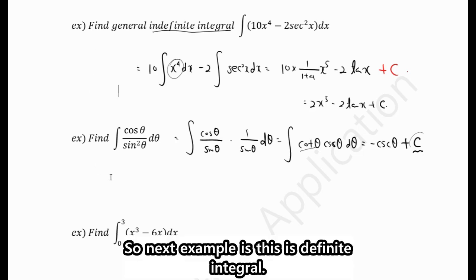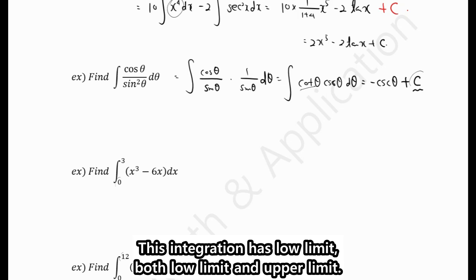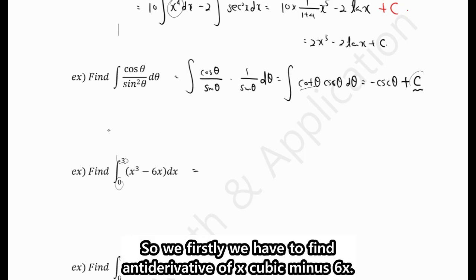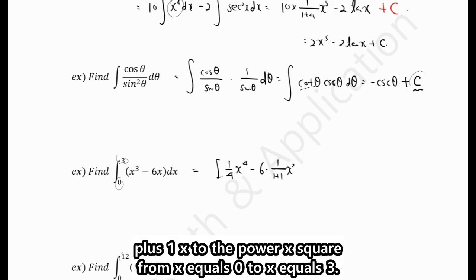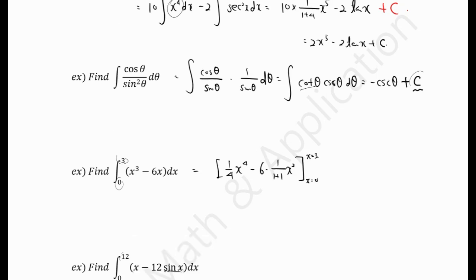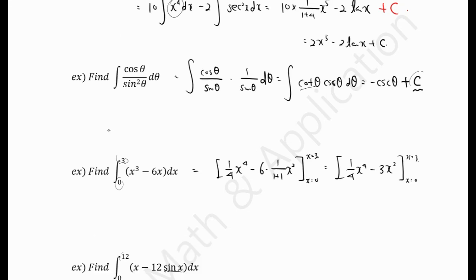So the next example is a definite integral. This integration has both a lower limit and an upper limit. Firstly, we have to find the antiderivative of x cubed minus 6x. This is 1 over 4 x to the power of 4 minus 6 multiplied by 1 over 1 plus 1 x squared, from x equals 0 to x equals 3. This is 1 over 4 x to the power of 4 minus 3x squared from x equals 0 to x equals 3.